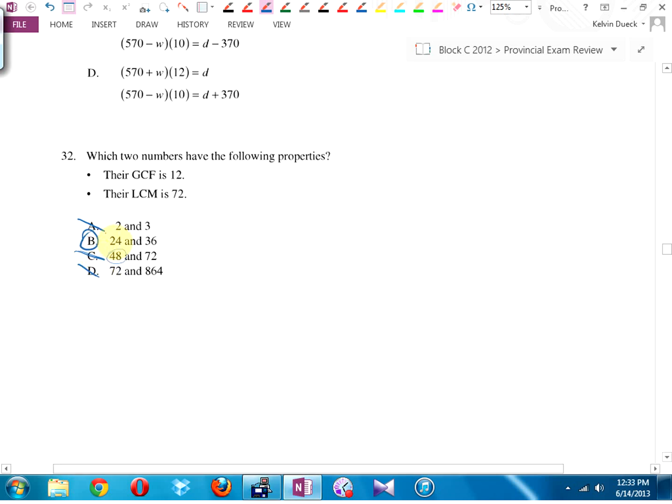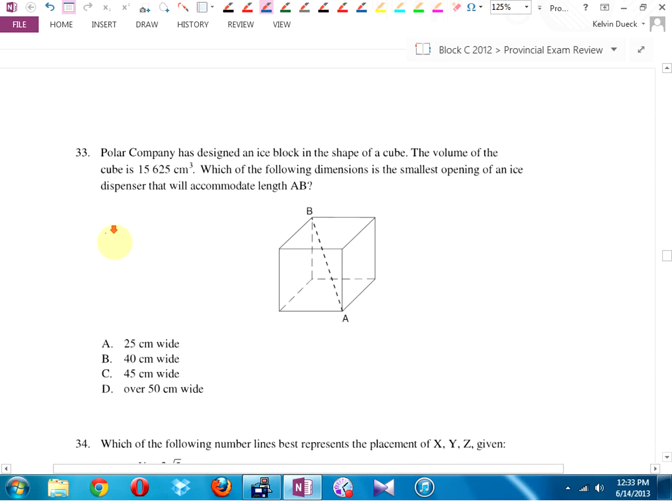Do you remember how we did it with factor trees, though? It was do a factor tree, and if it was GCF, it had to appear in both. If it was LCM, you had to have at least that many in both. Turn the page.